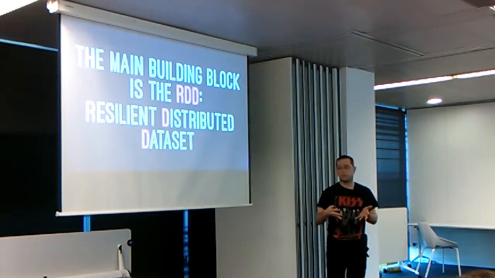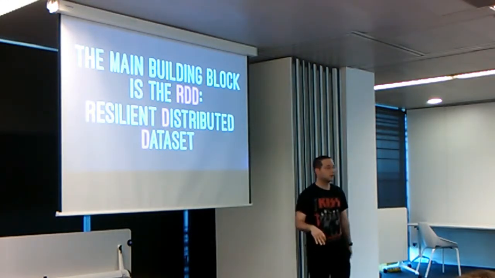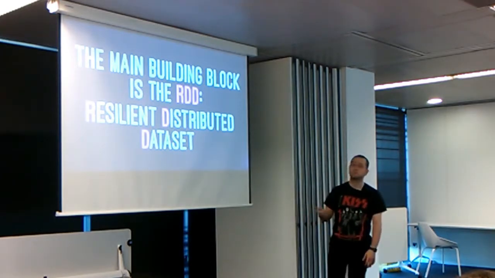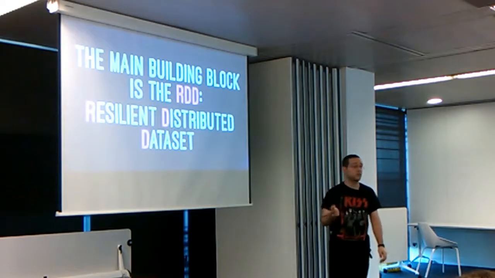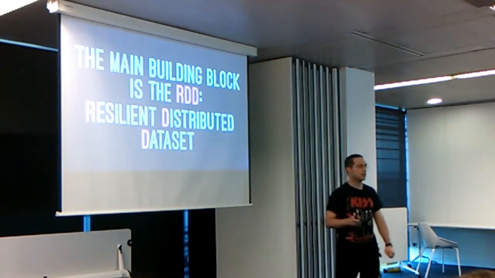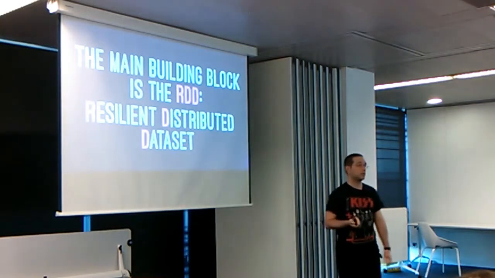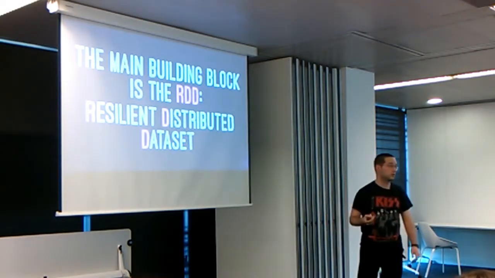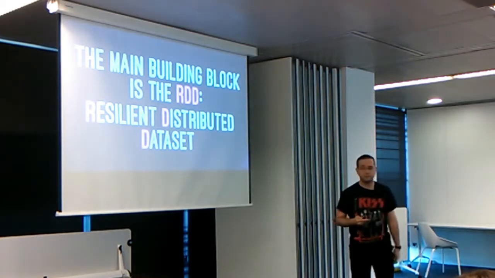That's the main data structure that Spark uses internally. It's resilient, so if one machine goes down, you still know how to compute it. Supposedly, if everything goes down, everything goes down. But if one machine of 20 goes down, Spark can recover from that because it's resilient. It's distributed, it's in several places, usually more than one, because otherwise it wouldn't work when one machine goes down. And it has a dataset.